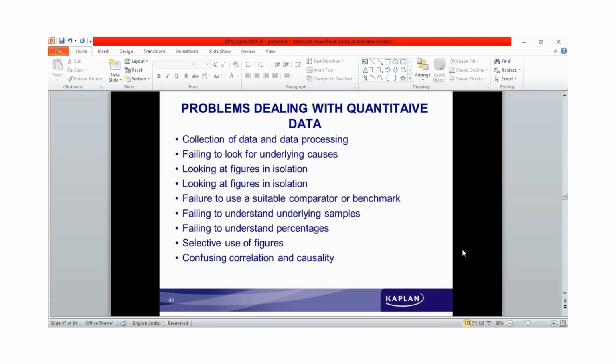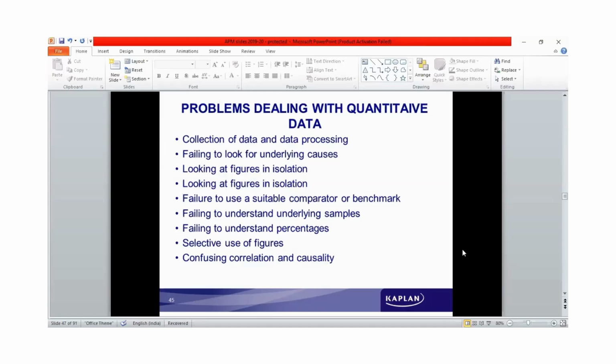Then looking at figures in isolation. Then failure to use a suitable comparator or benchmark. The data is considered in isolation, so it does not convey the performance. But if it is compared with another comparator, it could be internal or external, within an organization with another unit, division or department, or with a peer or competitor in the market, then it makes sense and is meaningful. Otherwise, data looked at in isolation may not convey the actual performance, and measurement is not possible in such a situation.